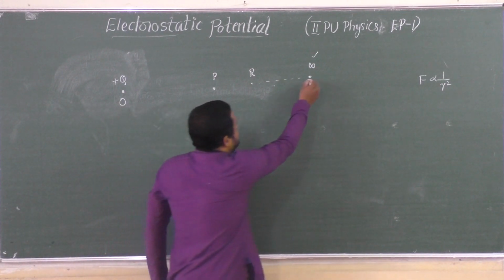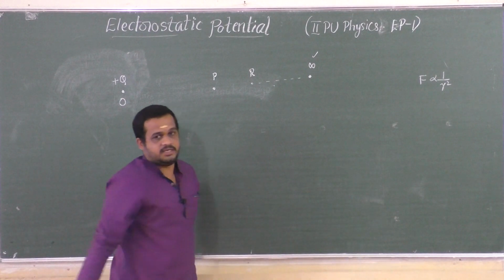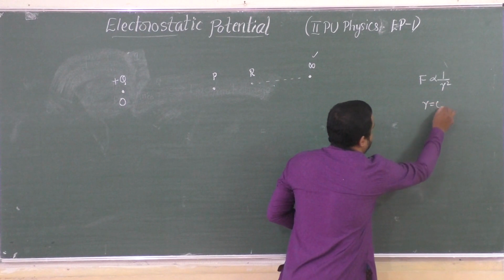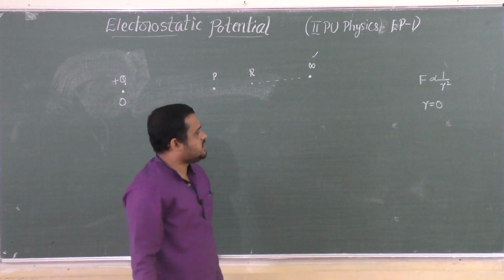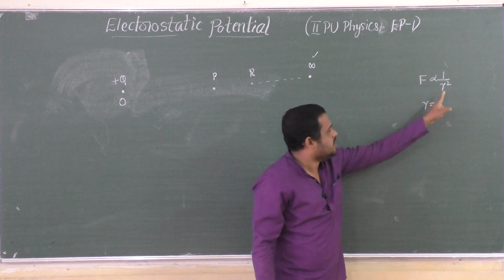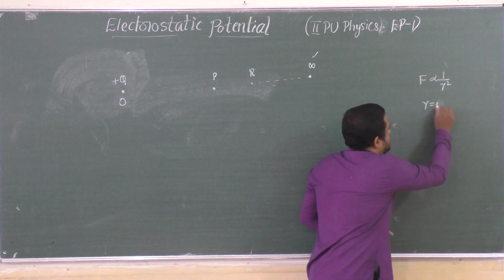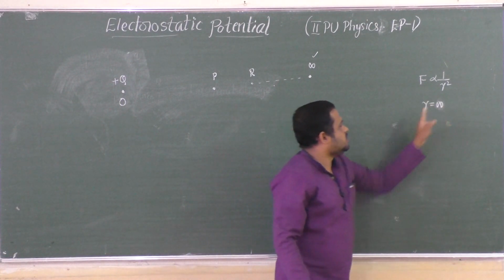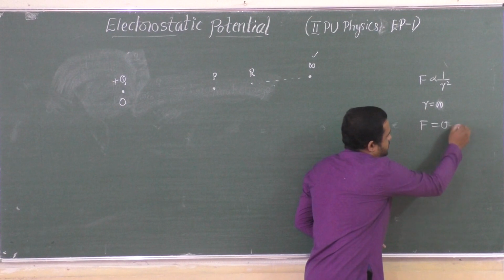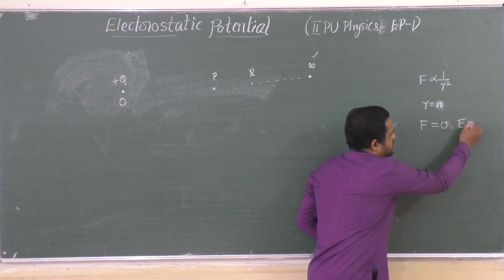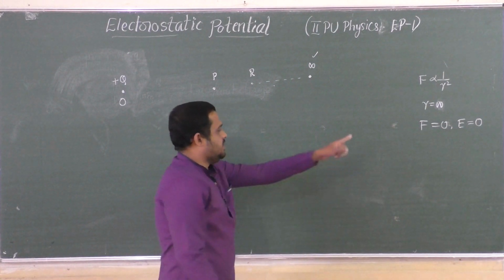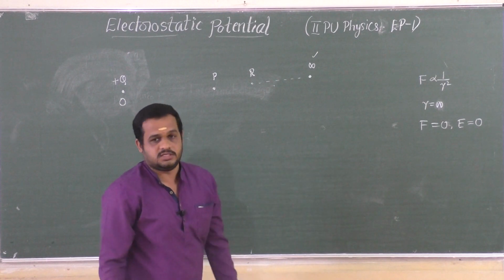Now, at the point at infinity, force, electrostatic force or electric field, is inversely proportional to R square. When R is equal to infinity, the magnitude of electrostatic force is 0, or in other words, if you consider the electric field, force per unit charge, electric field is also equal to 0 at infinity. At infinity, electric field as well as electrostatic force is equal to 0.